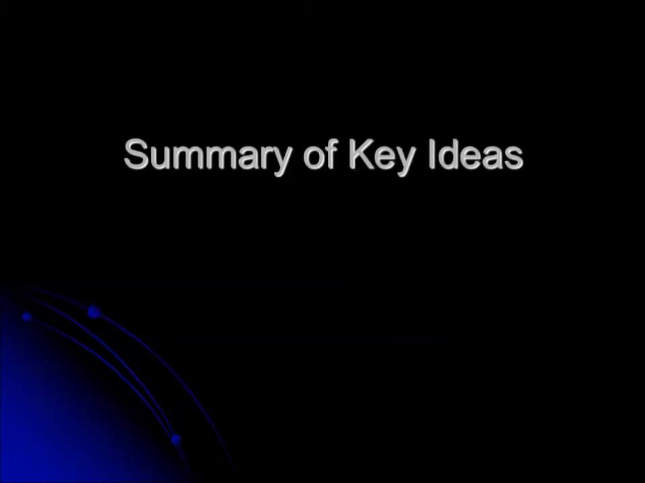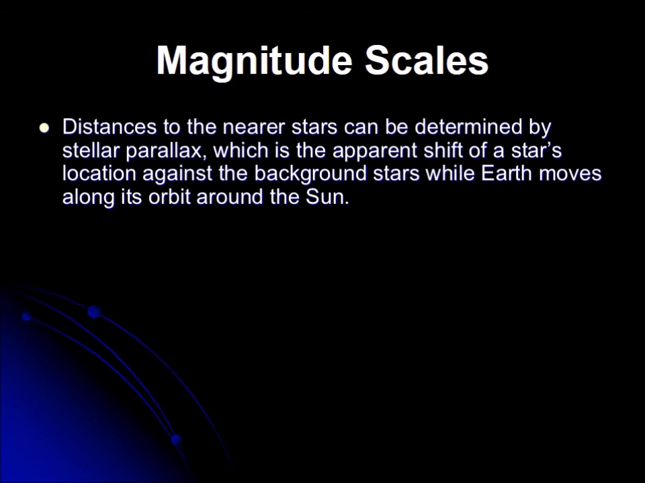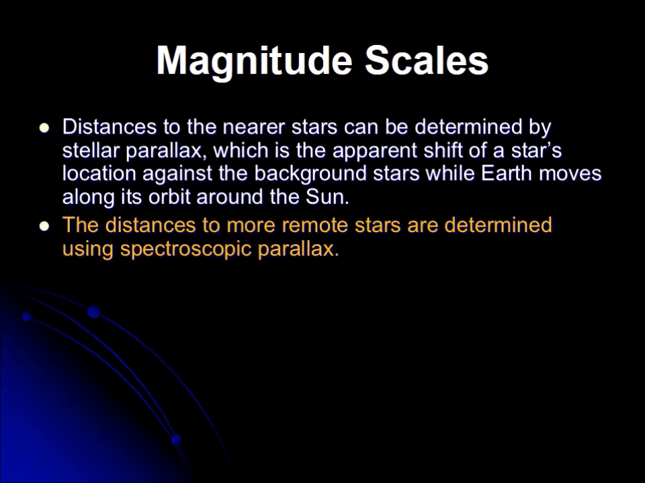Well, this concludes chapter 11. Let's do a quick summary of the new ideas that we found. Well, we began by characterizing stars. This is the main topic of the chapter. And one of the things that tells us something about the stars is their location in space, how far they are from us. We talked about parallax, how we can use stellar parallax to find the distances. And we talked about spectroscopic parallax.